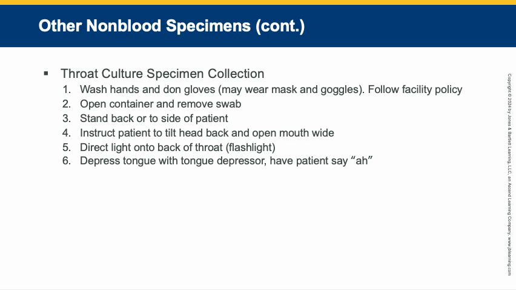This is how you do the throat collection procedure. This is on page 492, procedure 13.8 in your textbook. Wash hands, put on your gloves, follow the policy in your facility. Open the container, remove the swab, stand back or to the side of the patient just in case they cough on you. Instruct the patient to tilt their head back and open their mouth. Direct light onto the back of the throat with a flashlight if you need to, but you probably don't need to. Depress the tongue, have the patient say, ah.